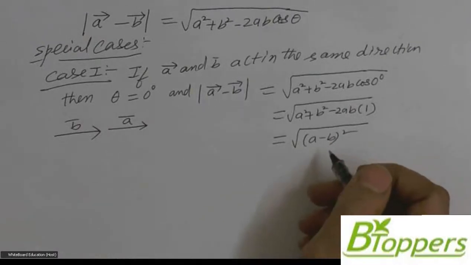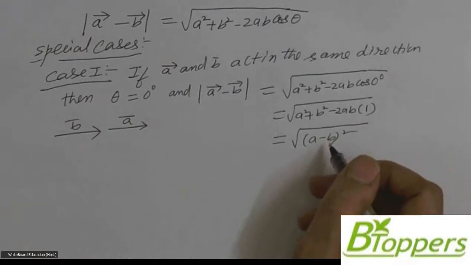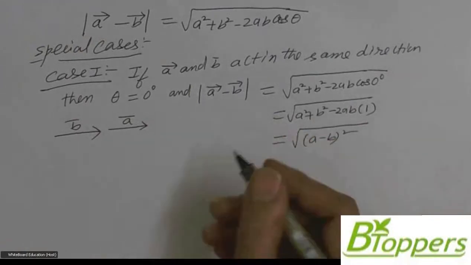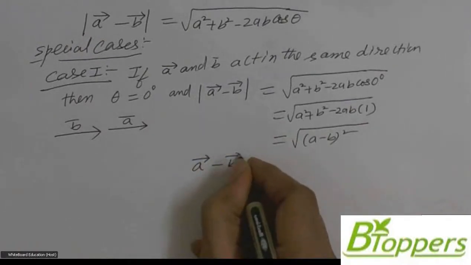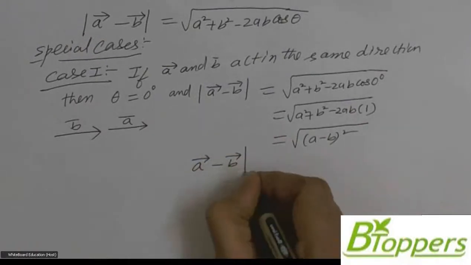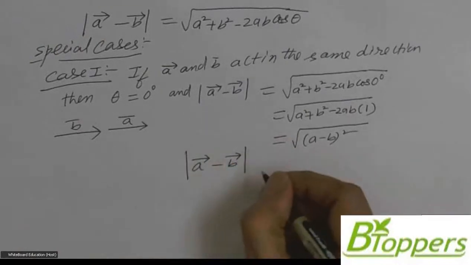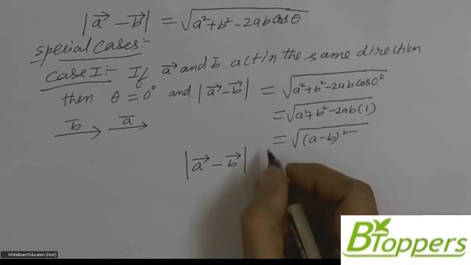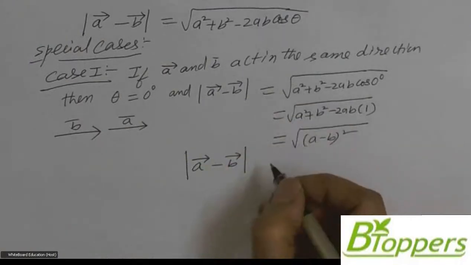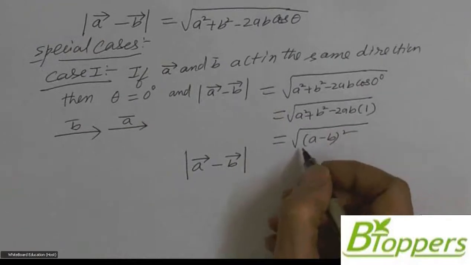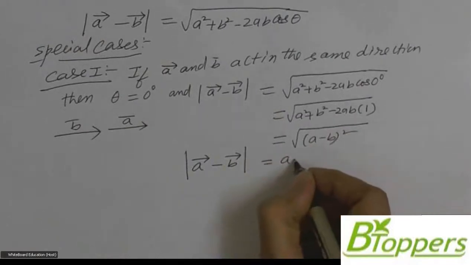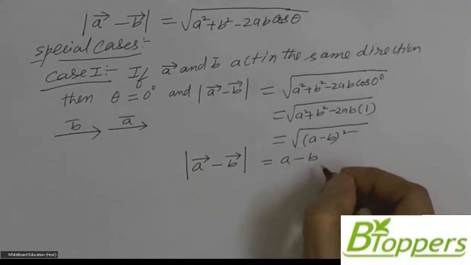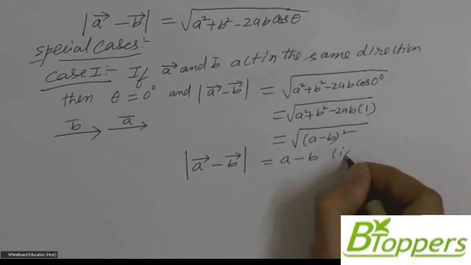Remember that the modulus of any vector cannot be negative. If a bar and b bar are two vectors, the difference a bar minus b bar represents another vector. So the modulus of a bar minus b bar cannot be negative. So if a bar and b bar act in the same direction and the modulus of vector a bar is greater than the modulus of vector b bar, then mod of a bar minus b bar will be written as a minus b.